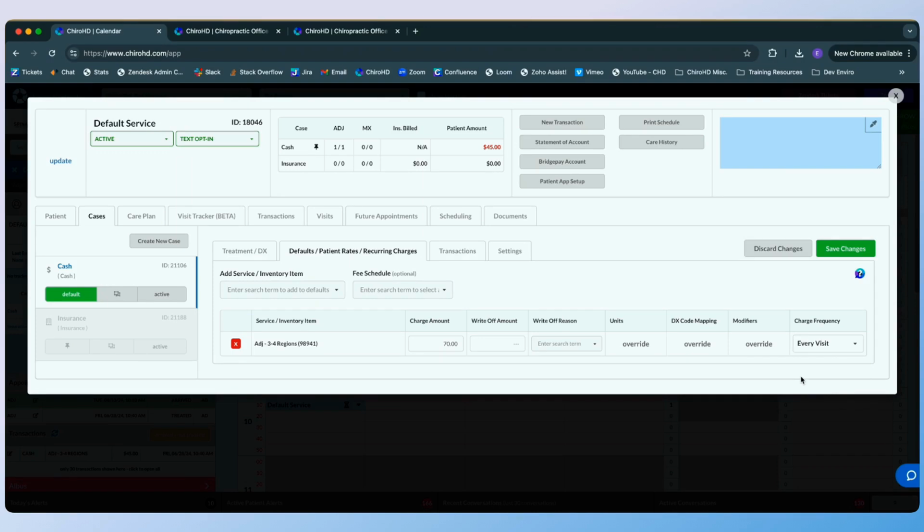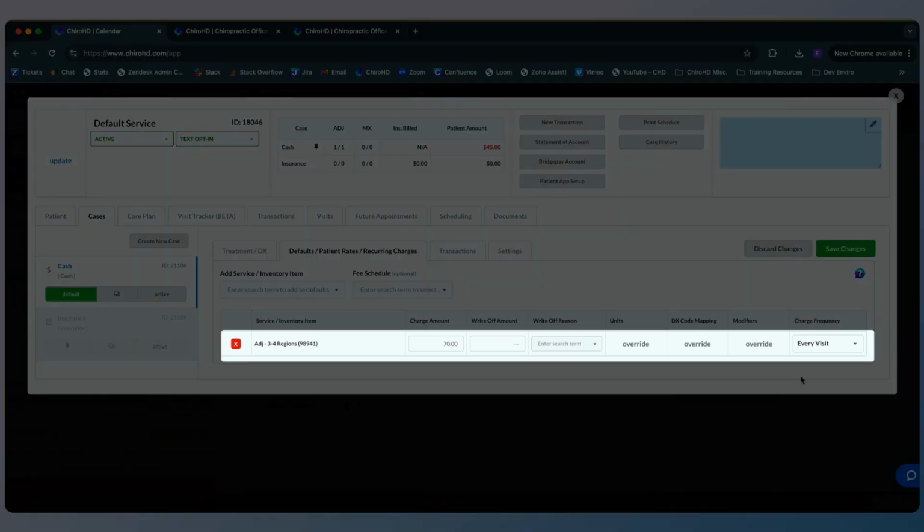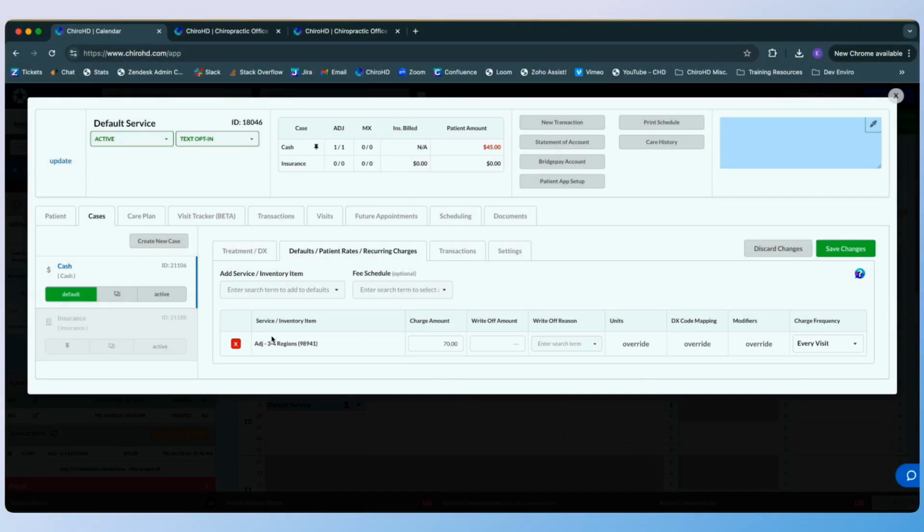When you go to set up a default service on a patient's case, it will automatically default to every visit frequency. So let's look at what a default service that is set up with every visit charge frequency means. Every visit charge frequency default service means that every time this patient comes in for an adjustment, this service will automatically post to their ledger.